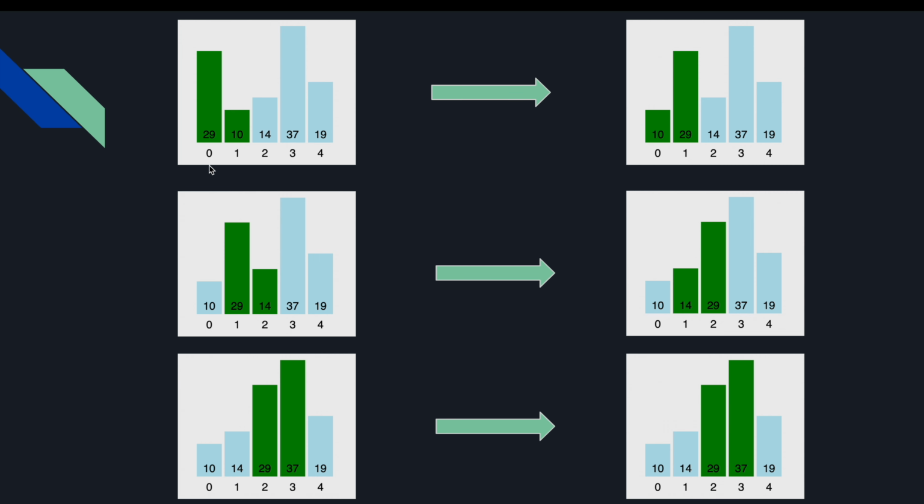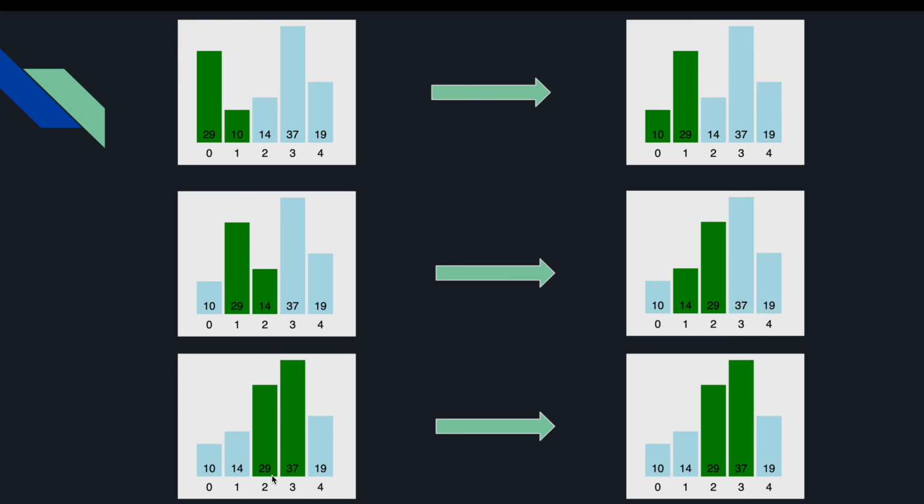Let's say we have an array of integers 29, 10, 14, 37, and 19, and these are their respective indexes. So the first step will be to compare your 0th index with the first index and see if the 0th index value is greater than the first index value or not. After comparison, if we see the first element is greater than the second one, we will swap them. And then we will compare the first index with our second index and see if the first index is greater than the second index, and then we will again swap them.